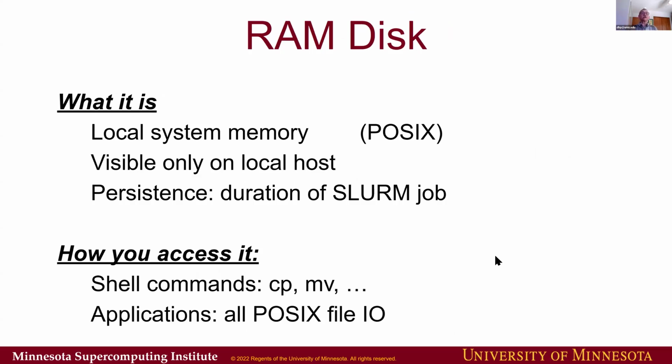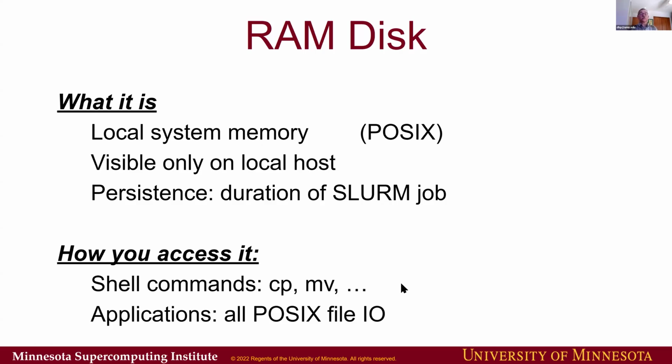Now, going to even better performance, though lower capacity, is the RAM disk. Just like all the other file systems I've been talking about so far, it's POSIX compliant, and so it will look like a normal directory tree. And just like the local SSD, it's only going to be visible on the host and will only have a persistence that lasts as long as your job.